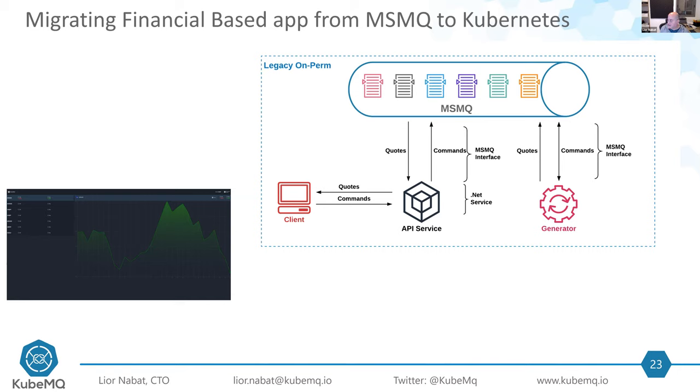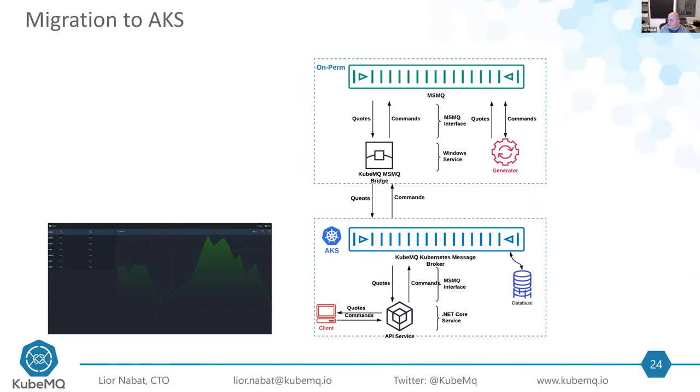It has some kind of generator of quotes, and some kind of command that's sent to MSMQ. This is the old one. You also have some kind of API service and you have a client. But once you want to move to Kubernetes, what we have done and showed them is the same architecture, okay? But now we have a bridge connecting to KubeMQ in AKS, and I will show you. Then you have a database for persistency, and the API service migrates from the last one to the new one with the client. So I'm going to show.